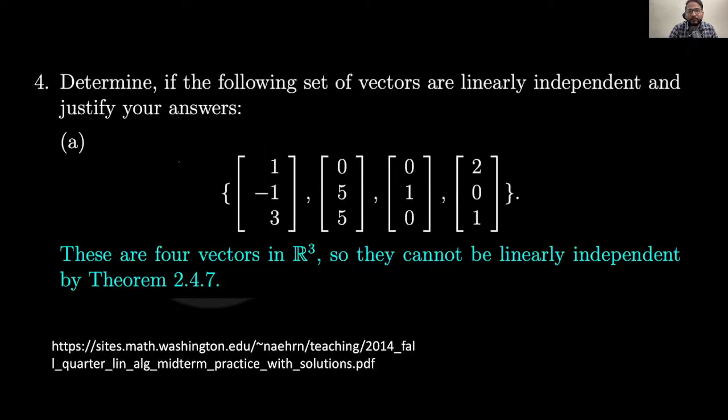So for example, let's suppose we need to determine if the following vectors are linearly independent or not. These vectors are in R3, and these are the four vectors. The answer is there are four vectors in R3. I have taken this question from the Washington University maths department. They are saying these are four vectors in R3, so they cannot be linearly independent.